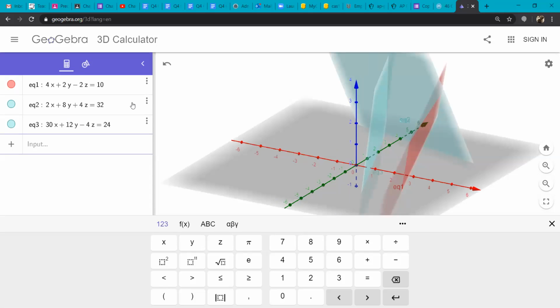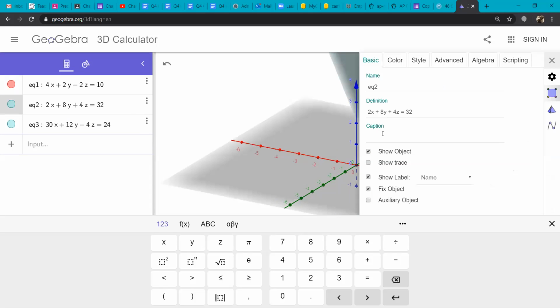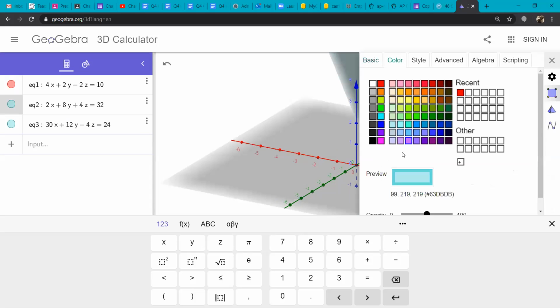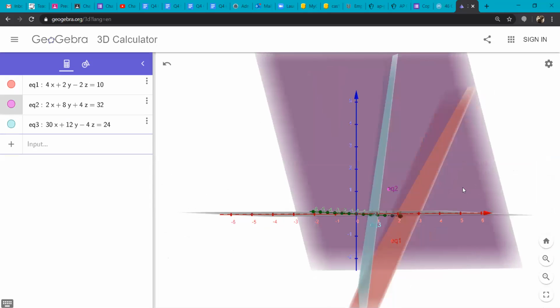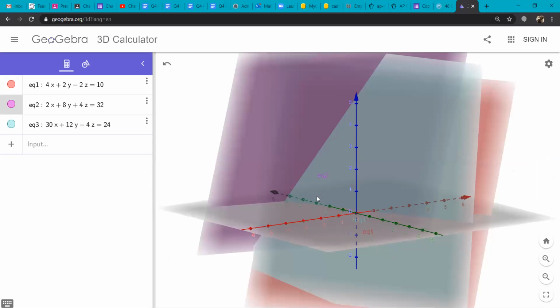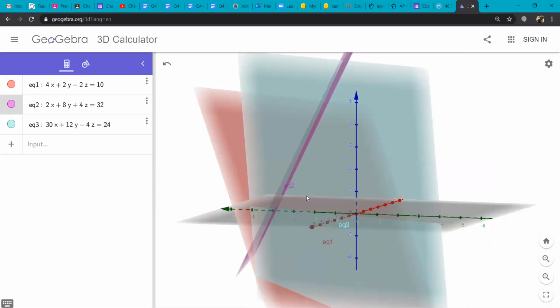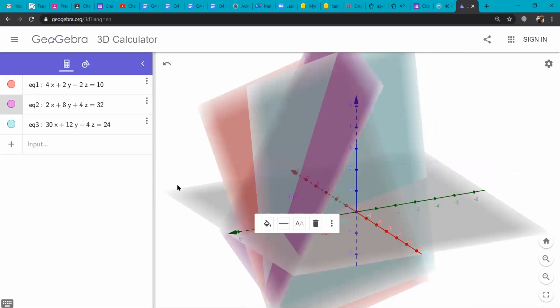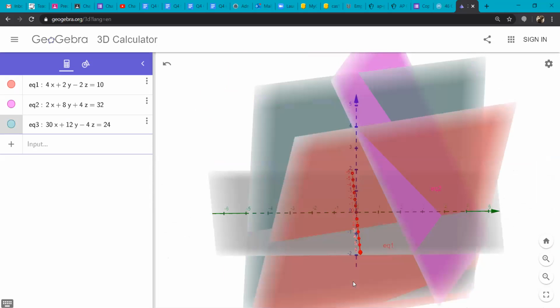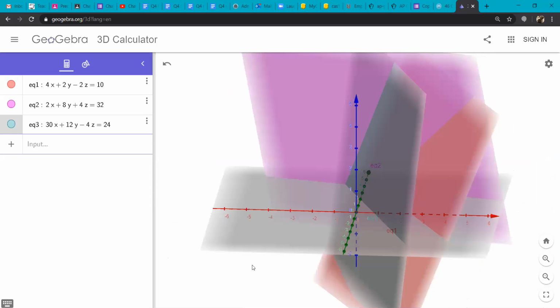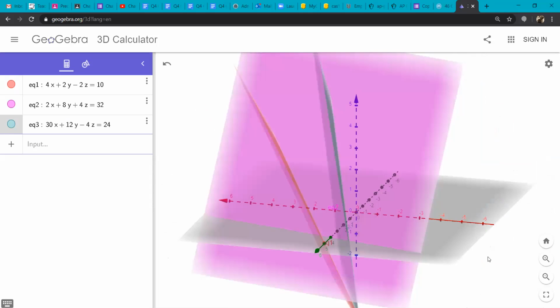I will make the second equation purple. Okay, great. And you can see here where they intersect, which I really like about this because you can rotate it freely in space. I also think you can set it in motion so that it just rotates at a constant speed. There we go. And you can see that their intersection is down here, that point that we just indicated.